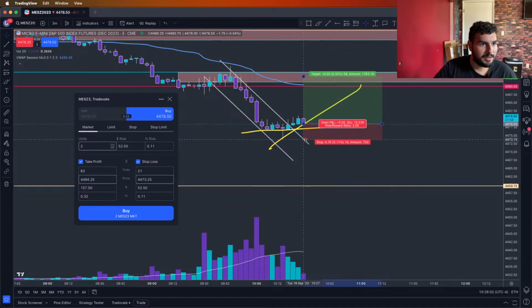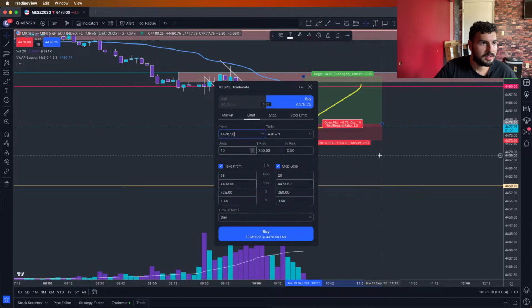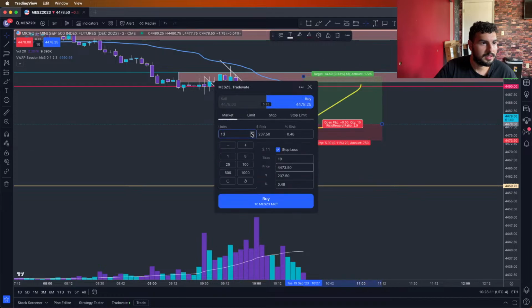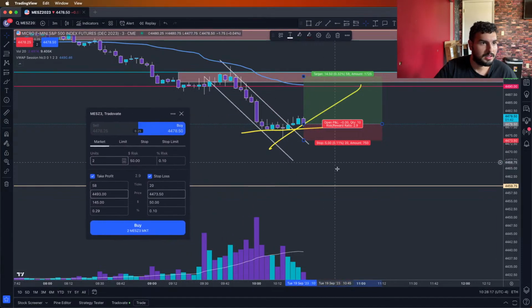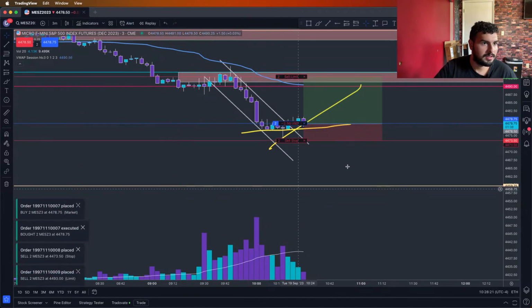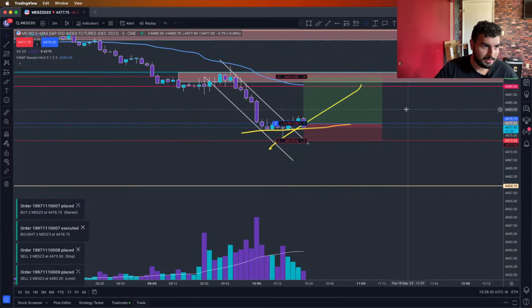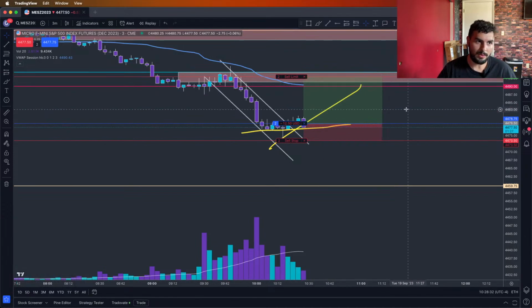Still be like something like that. I'd rather do a 5-point stop here. And then I'll reset this. Only 2 contracts. Alright, so risking 5 points to make 14.5. It's like 3 to 1.